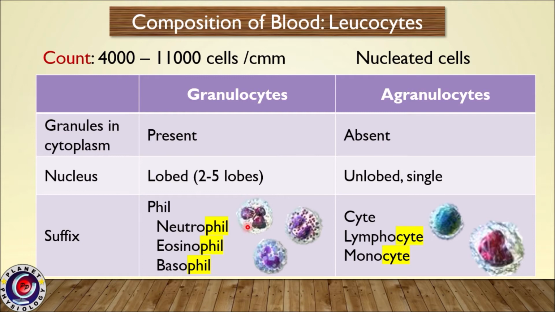The granules of neutrophils will be stained by both acidic as well as basic dyes, and therefore these cells are called neutrophils. Similarly, granules of eosinophils will be stained by acidic dyes like eosin, so, eosinophil. Basophil granules will have affinity towards basic dyes like methylene blue, hematoxylin, so they are known as basophils. In contrast, agranulocytes will have the suffix cyte in their name: lymphocyte, monocyte.